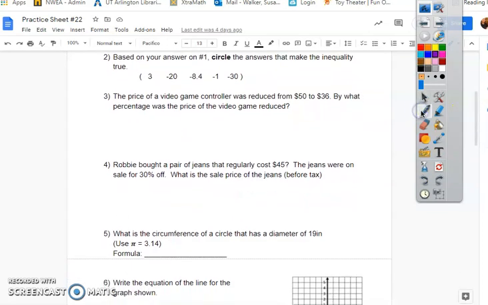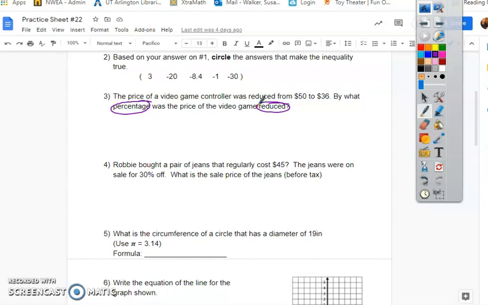Number 3, we started this last week. The price of a video game controller was reduced from $50 to $36. So this was our price change. By what percentage was the price of the video game reduced? By what percent was it reduced? Okay, so this is percent of change, percent of decrease. So percent problem, but we don't have a percent.